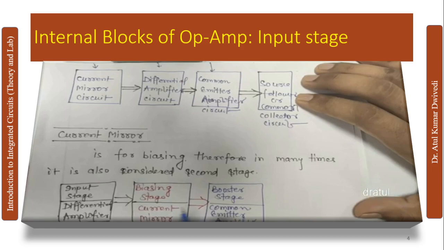The bias circuit and the input stage differential amplifier are clubbed together many times. So sometimes the bias circuit is studied first, and sometimes the input stage is studied first. After that, we study additional gain amplifiers. And after the additional gain amplifiers, there is the output amplifier.